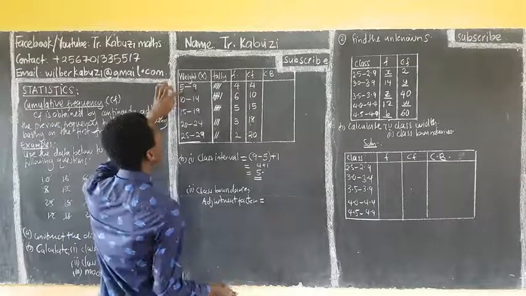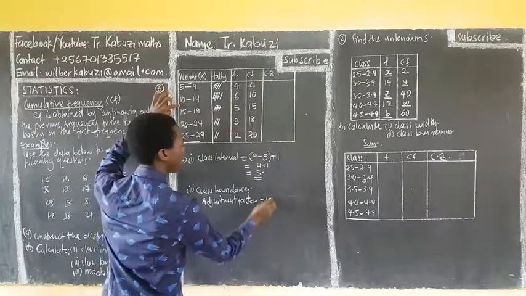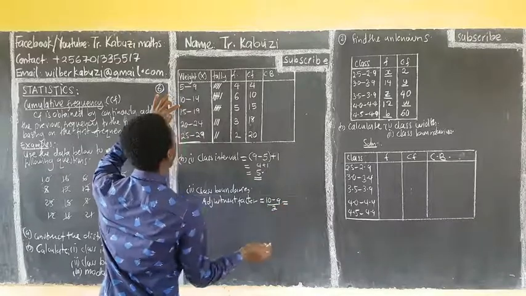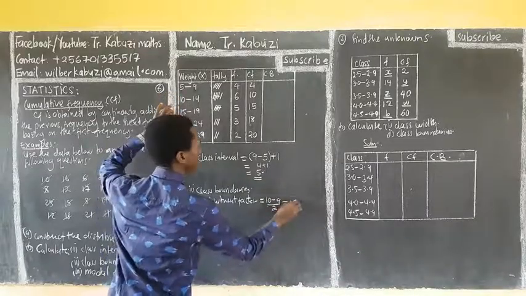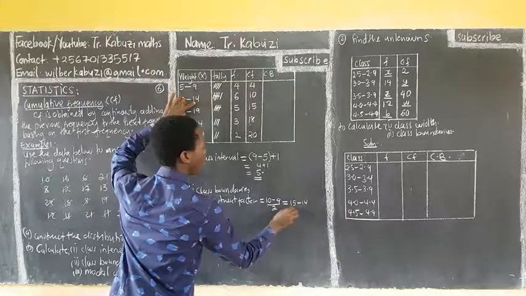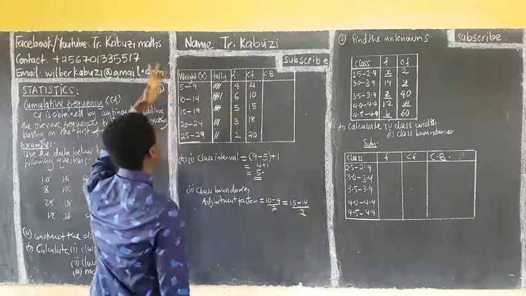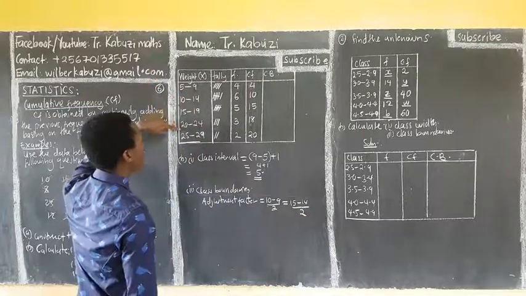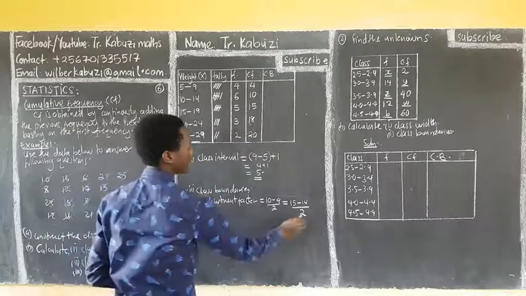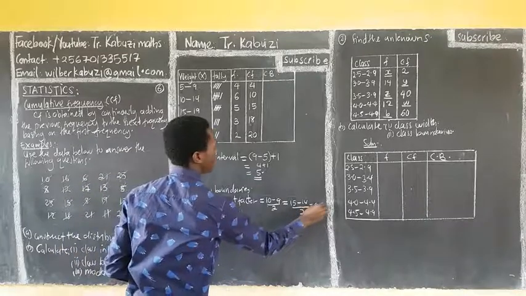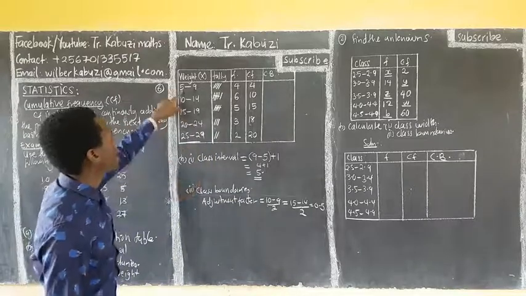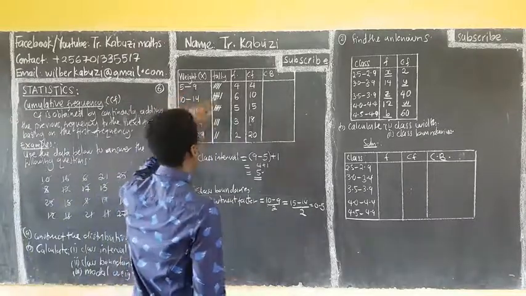So it's the same as 10 minus 9 over 2, which will be the same as also 15 minus 14 over 2. So that's how we get the adjustment factor. Or 20 minus 19 over 2. And this is going to give you 0.5. Now after getting your 0.5, now we get the class boundaries.